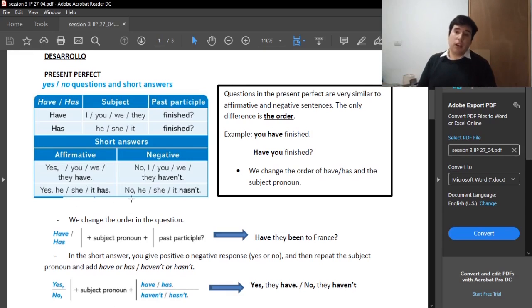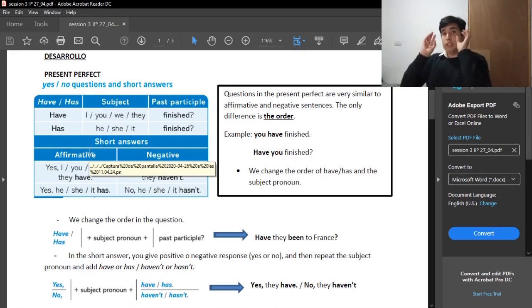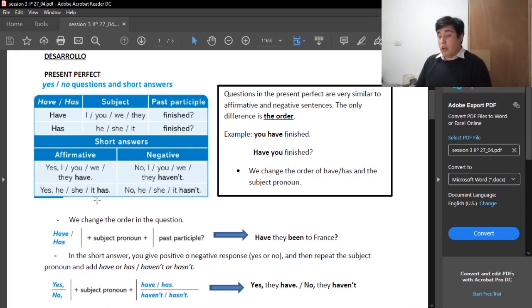If your answer is no, obviously you need to write no, followed by the subject pronoun and the negative form of the auxiliary verbs, in this case haven't or hasn't. So for example, no, we haven't, or no, it hasn't. Okay, so yes, no, subject pronoun, and then have, has if yes, haven't and hasn't if no. Yes, very nice. Now let's focus on this box.